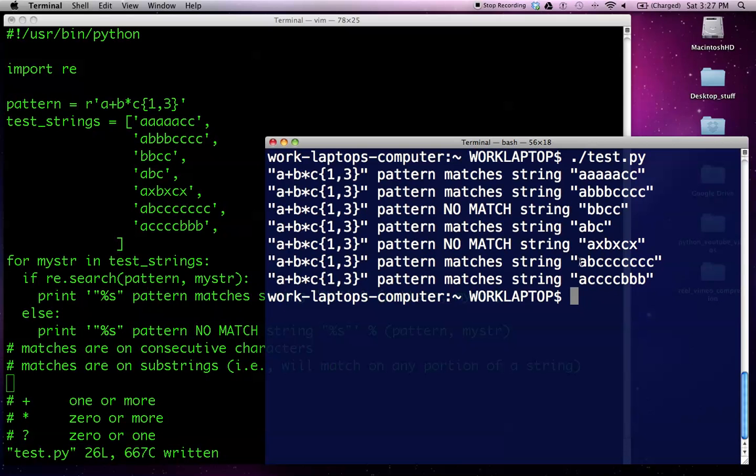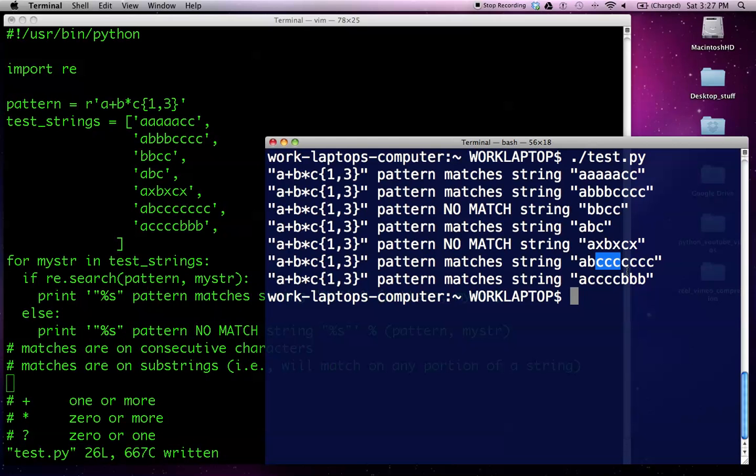A, B, C, C, C, C, C. This matches. Why? It's 1 or more A's followed by 0 or more B's, of which we found 1, followed by between 1 and 3 C's. This is me trying to catch you again. I didn't realize it was caught before. But this matches because we do have all of those things, and we didn't anchor the match.